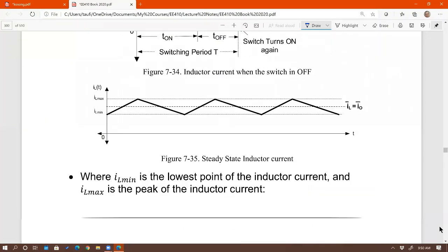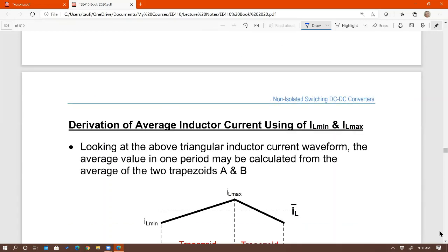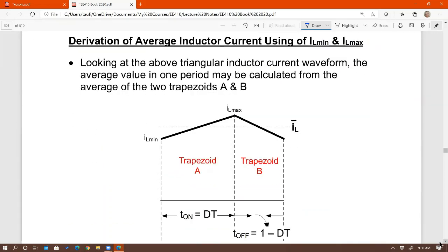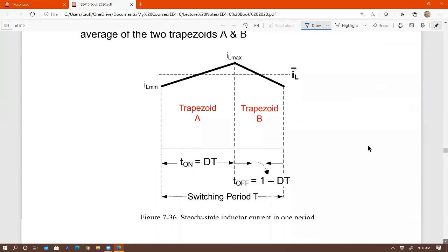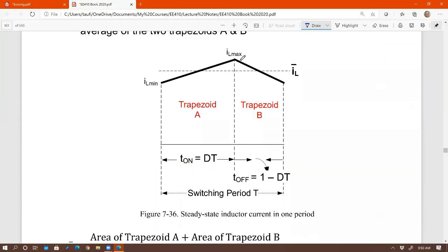Right there. So in steady state, you should see this type of waveform in your buck, boost, and buck-boost converter. Notice that this has peak value IL max, IL min, and average value. Those three quantities, and we talked about how to derive the average value. It turned out to be the midpoint between the two critical points, between IL max and IL min. So the midpoint is the average value.